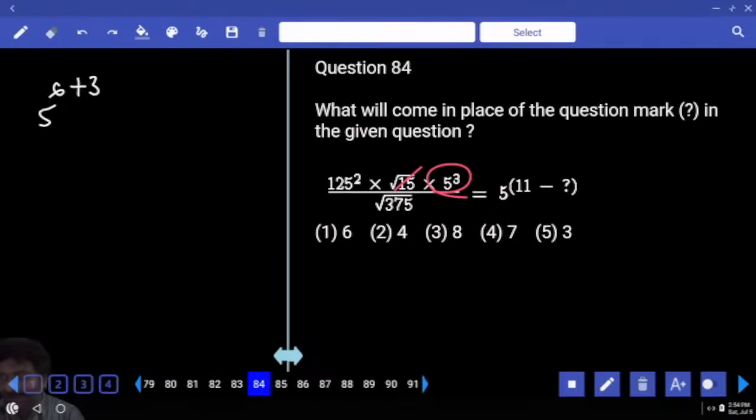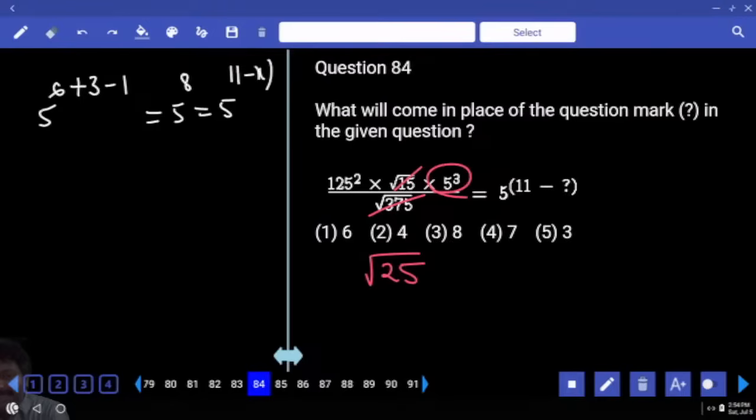Cancellation: 15, under root 15 indirectly with under root 375. Is that okay? So under root 15, 2 times 30, 75, 5 times root 25. 5 is in denominator. 5 or 5 power 1, right? So in exponent we have to subtract 1, which is equal to 5 power, this value is equal to 5 power 11 minus x. Then 11 minus x must be equal to 8. X is equal to, that's all.